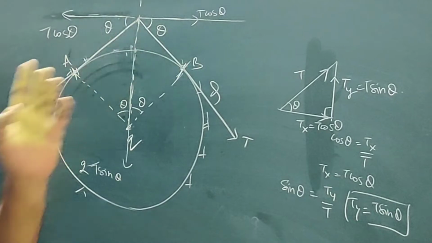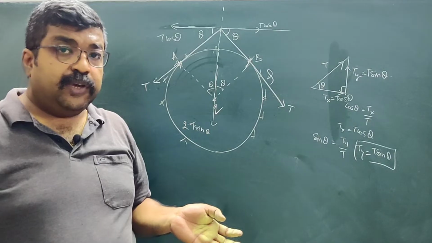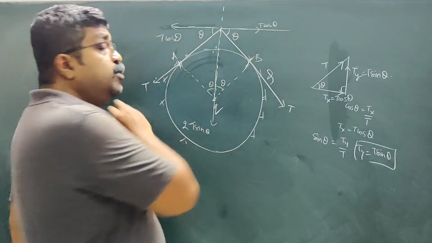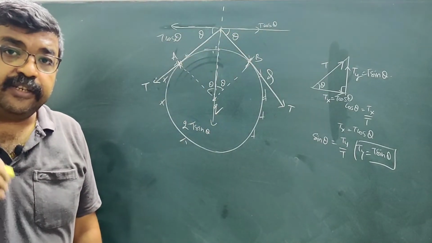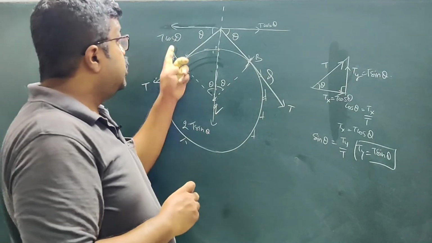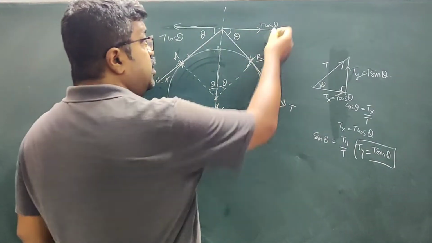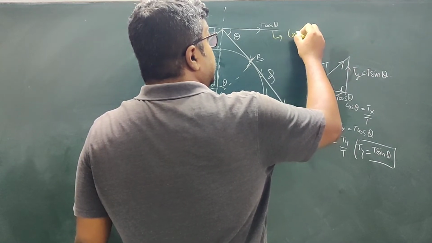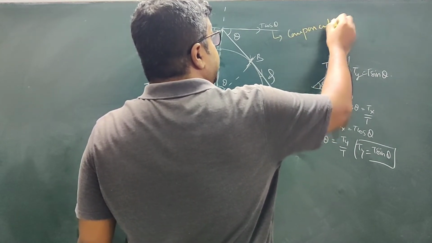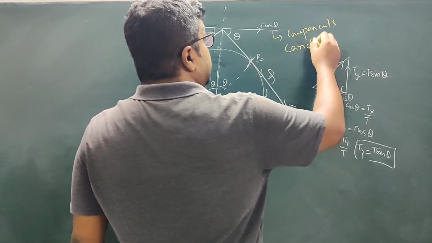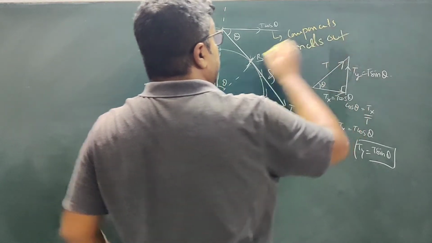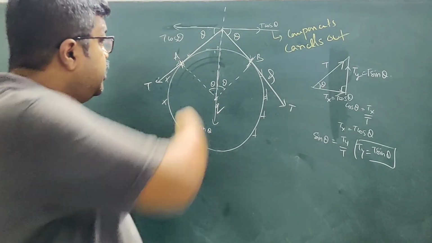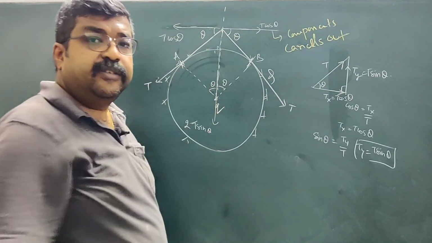So these T cos theta components are in opposite direction. In vectors we have seen that if we have two vector quantities in opposite directions with equal magnitude, the resultant is 0. So this T cos theta component cancels out. There is no component of tension in the horizontal direction. So the only component of tension is in the radial direction.